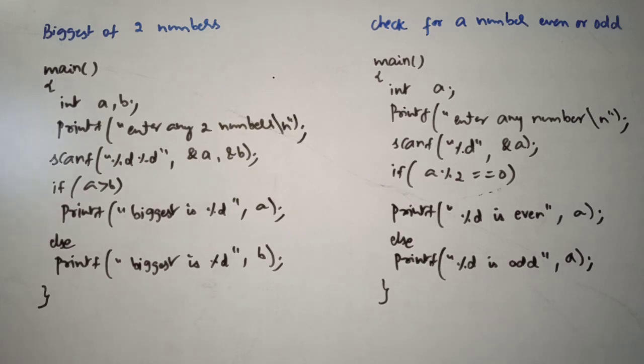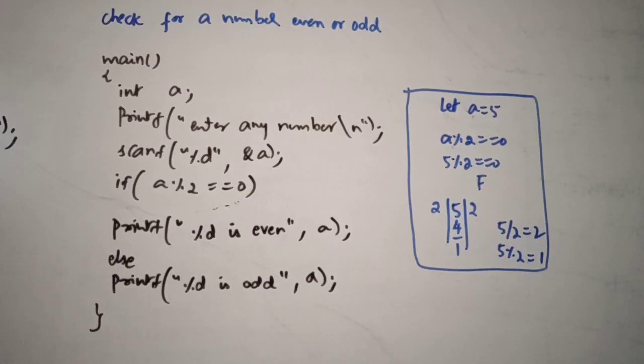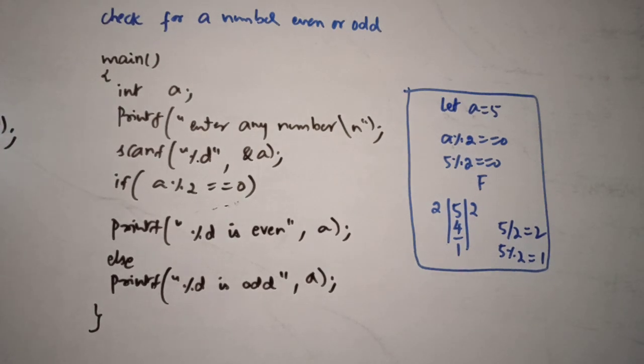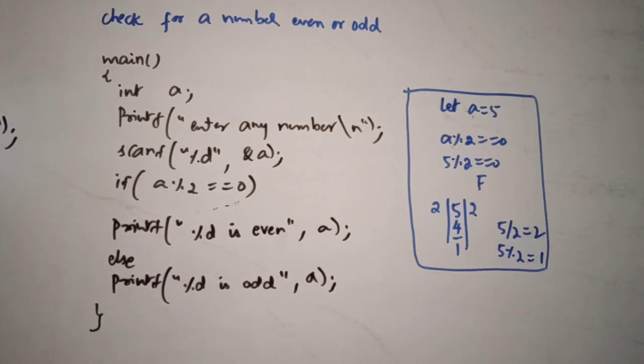Check whether a number is even or odd. What do you mean by an even number? Any number which is divisible by 2 is called an even number, otherwise an odd number. Now what do you mean by divisible? We have a symbol mod, the percentage sign. Look at the if condition. How many variables are required in this program? We need only one variable. Let it be something like a.